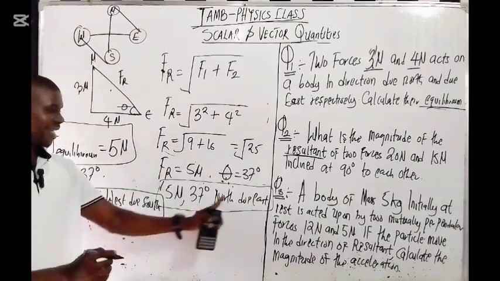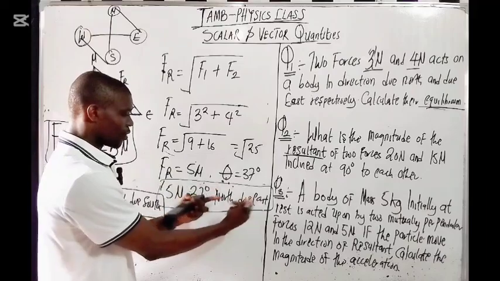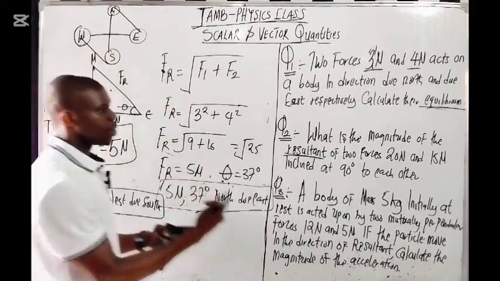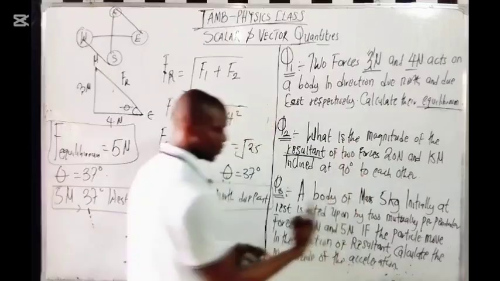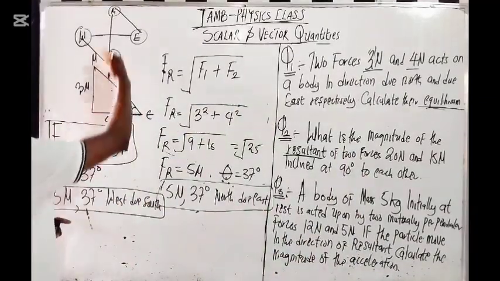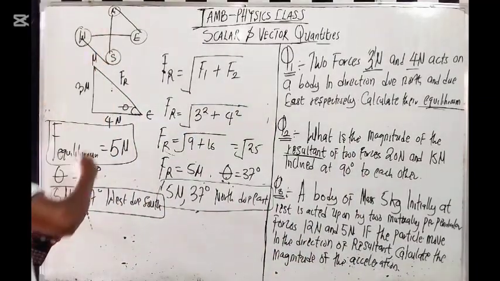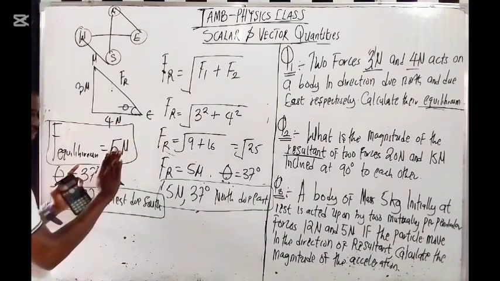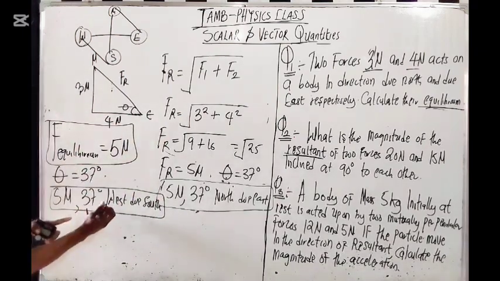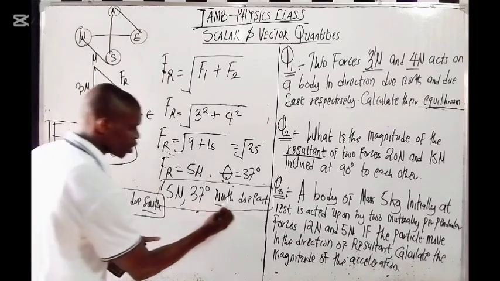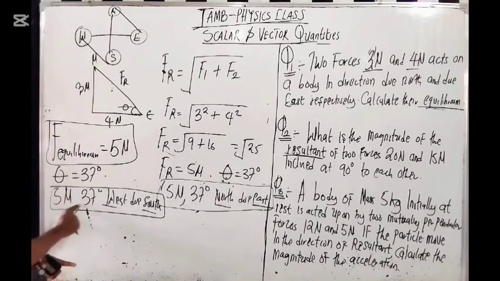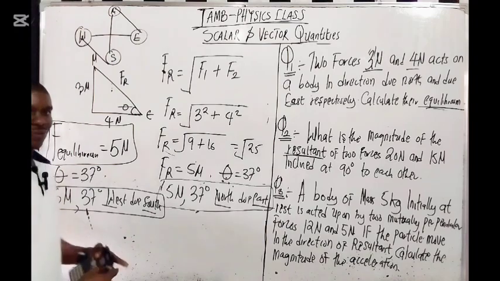Now this one is for my equilibrium, right? For this question, it is north of due east, right? But when I talk about the equilibrium force, it is going to be the opposite force. So the equilibrium force and the resultant force are the same. The only difference is south of due west and north of due east. They have the same magnitude but opposite direction.